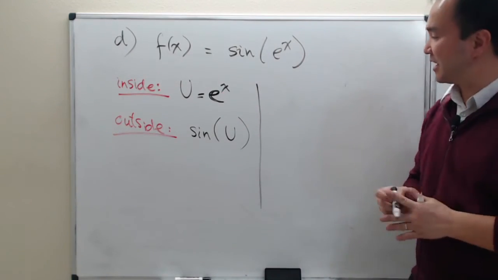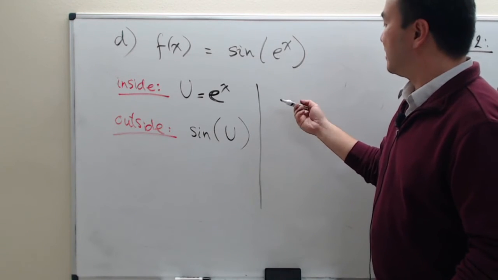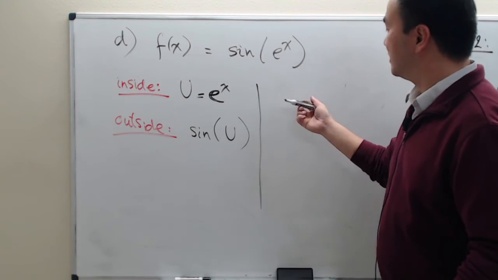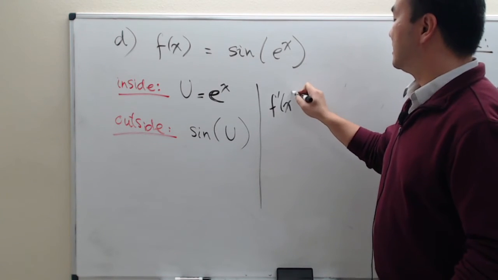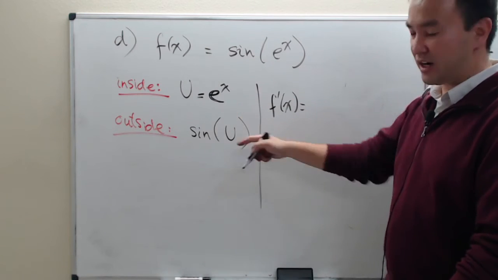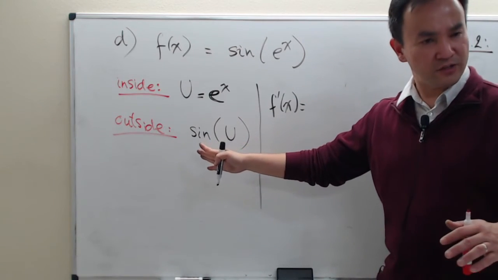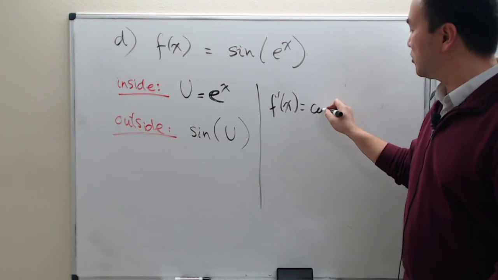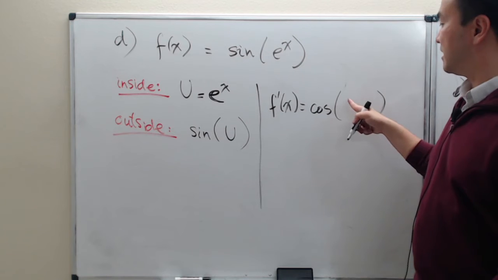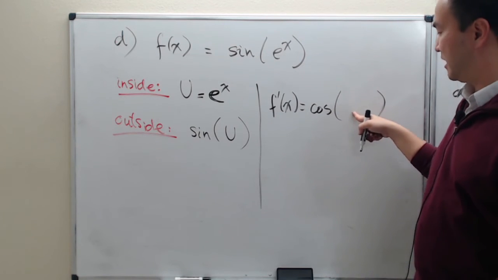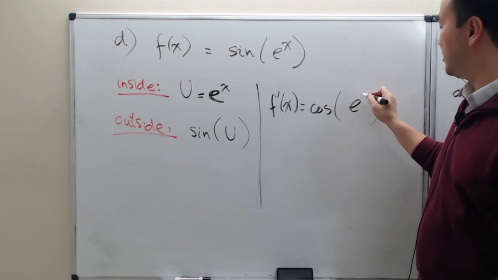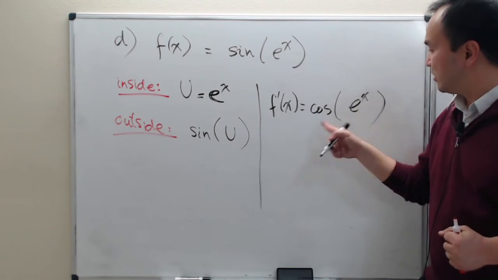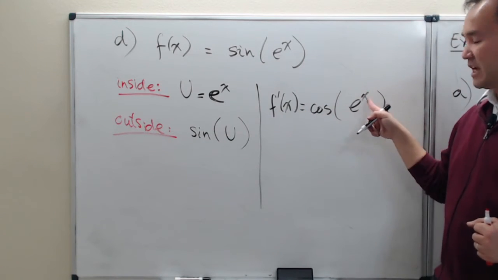Chain rule now says, taking the derivative here, I should use the f prime symbol. So f prime of x. Chain rule says take the derivative of the outside. The outside is the sine function, so the derivative here is going to be cosine. But I am going to keep the inside function entirely the same. So cosine of e to the x. And instead of writing u, I'm writing its actual meaning. So u here represents e to the x, so I'm going to write e to the x there.